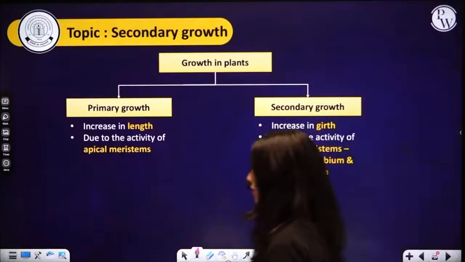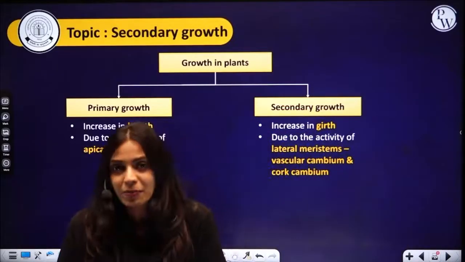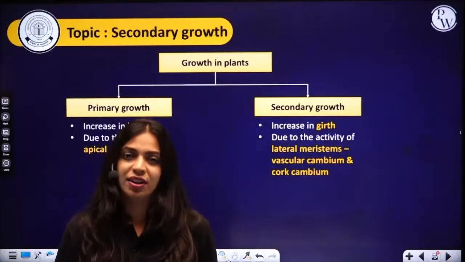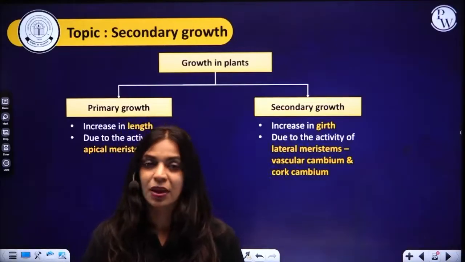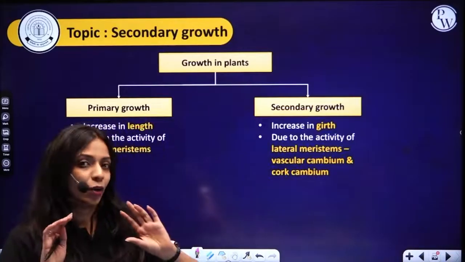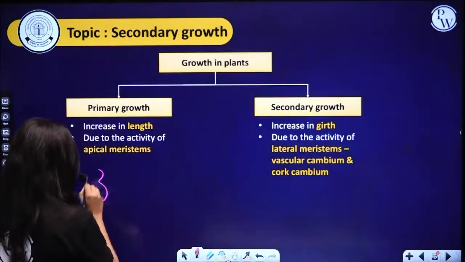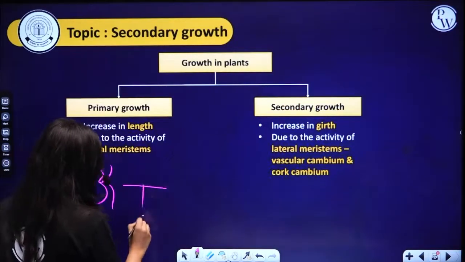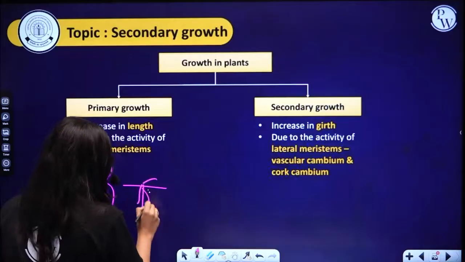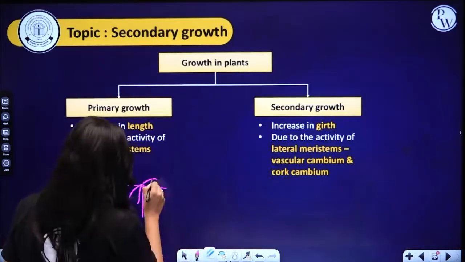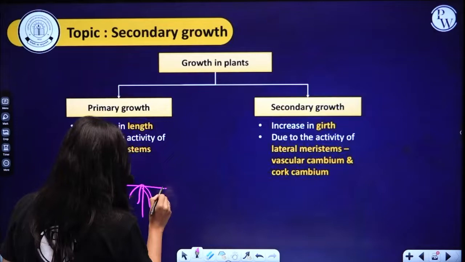Now let's talk about secondary growth. What do we mean by secondary growth? Secondary growth basically is increase in the girth. Let's take an example of a mango sapling. So when you sow a mango seed, what happens? The seed germinates, it forms a plant, right?